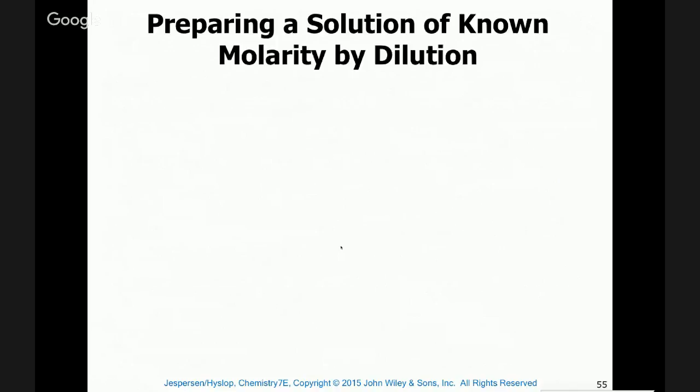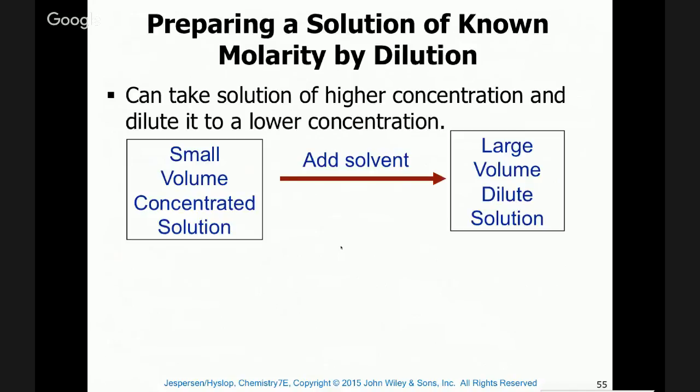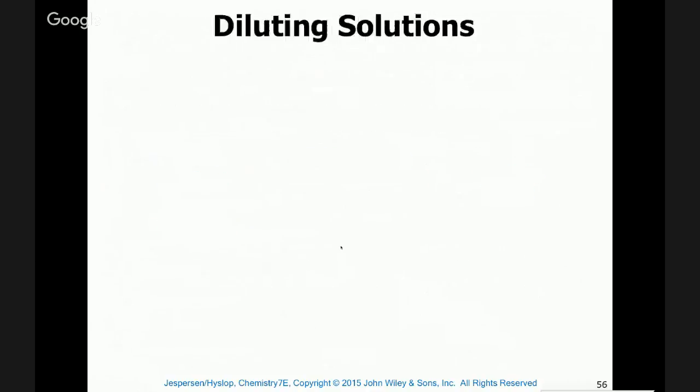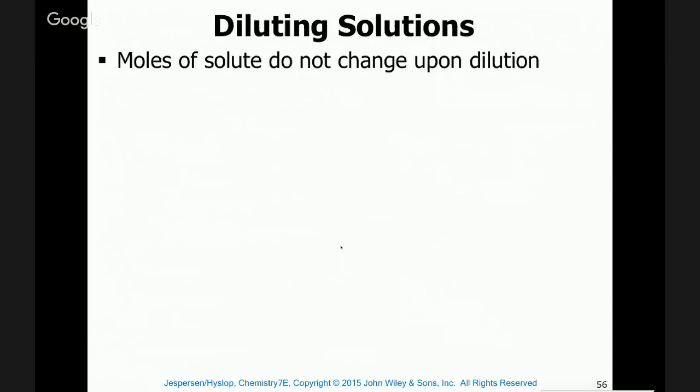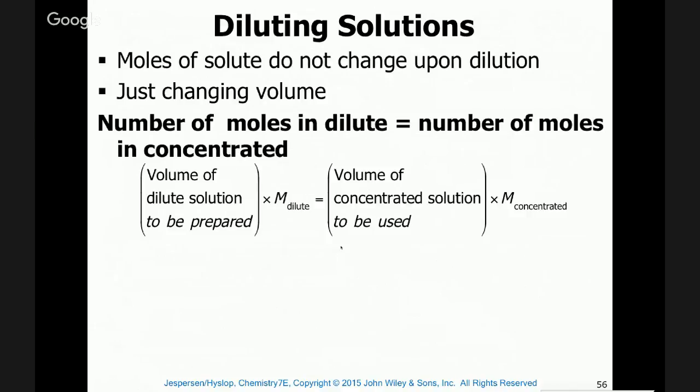Preparing a solution of known molarity by dilution. We can take a solution of higher concentration and dilute it to a lower concentration. We add more solvent. The amount of moles does not change, but remains the same. So when diluting a solution, the moles of solute do not change, just the volume. The number of moles in the dilute solution equals the number of moles in the concentrated solution.